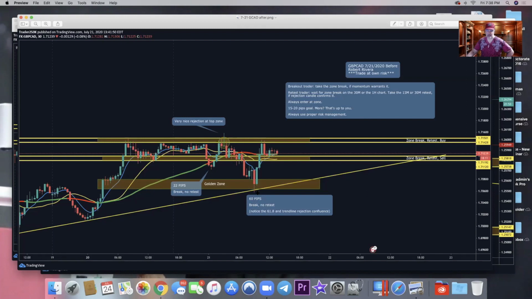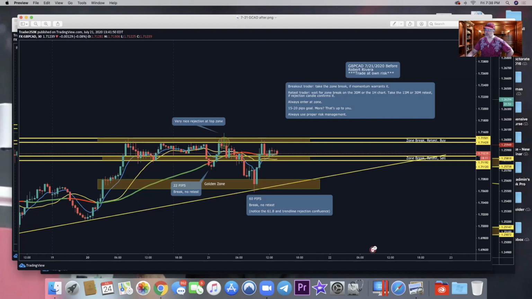Notice how it bounced at the 61.8 and also the trend line and jumped back up. That could have been an entry for people looking for an opportunity like that, and again, that's for a little more advanced traders. In this case, the breakout again gave out 60 pips.